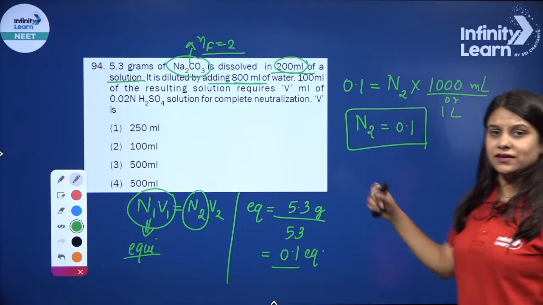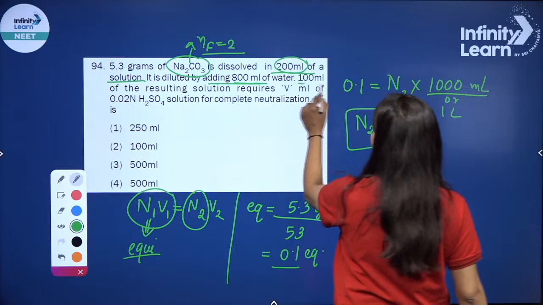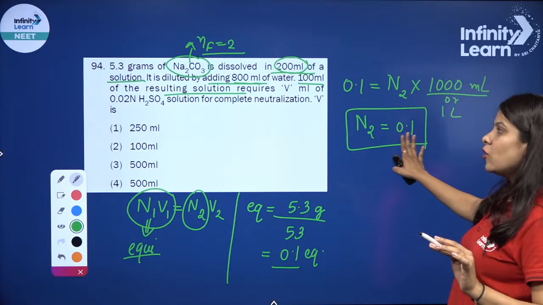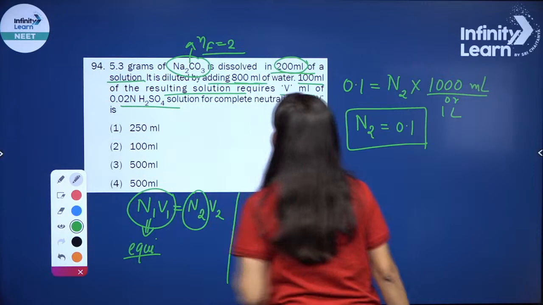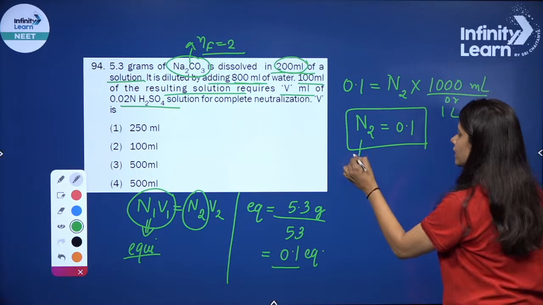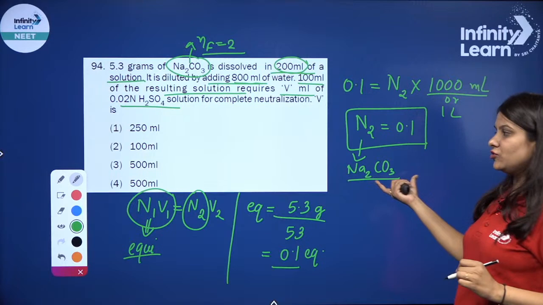Now, next part. 100 ml of the resulting solution. The resulting solution we have got, this is its normality. Now, it requires V ml of sulfuric acid for complete neutralization. Now, this is the resulting normality of what? Na2CO3. Okay? Now, we are using this solution to neutralize H2SO4. So, again, I'll be using the same formula.